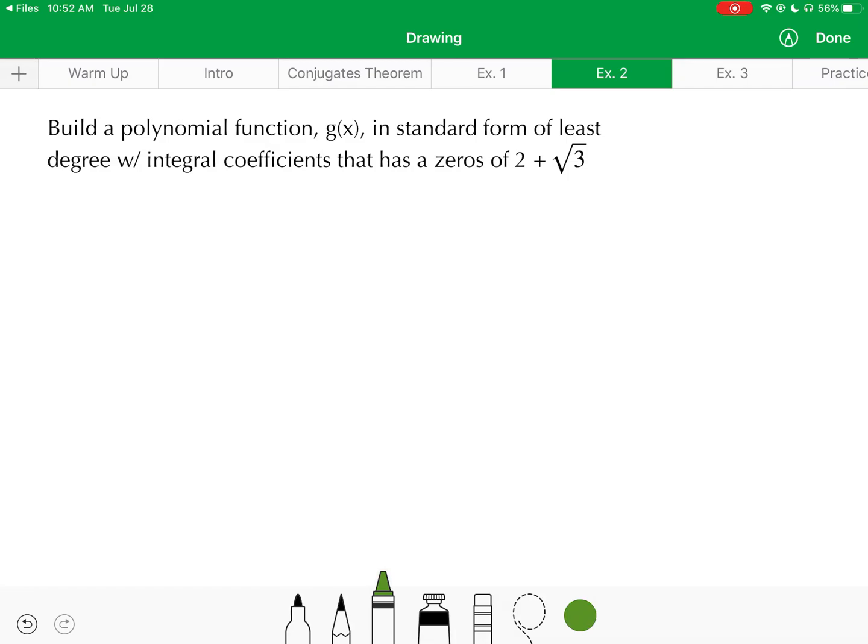This one's going to be a little bit more involved, but not too bad. Build a polynomial function g of x in standard form of least degree with integral coefficients that has a 0 of 2 plus the square root of 3. Okay, so we're only given 1 zero. 2 plus the square root of 3 is one irrational zero. Okay, I can use the conjugates theorem on that and say that 2 minus the square root of 3 is also a zero. I can do that because that was an irrational number.